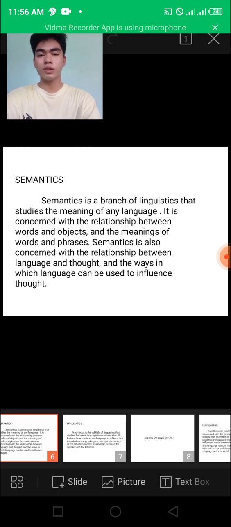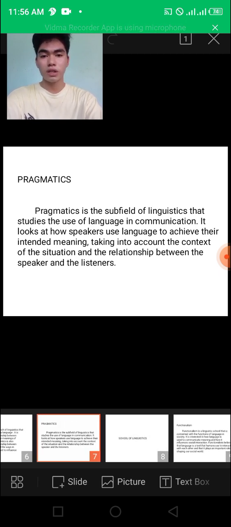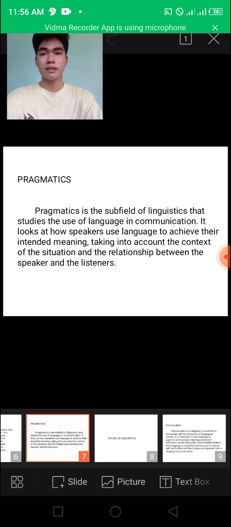So let's proceed to pragmatics. This branch of linguistics is a subfield of linguistics that studies the use of language in communication. It looks at how speakers use language to achieve their intended meaning, taking into account the context of situation and the relationship between the speaker and the listener. So it is the study of how context affects meaning in a language.